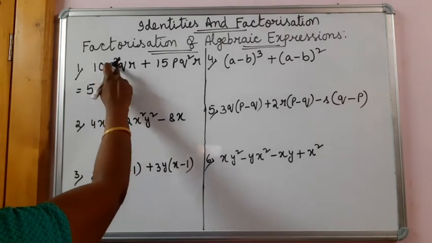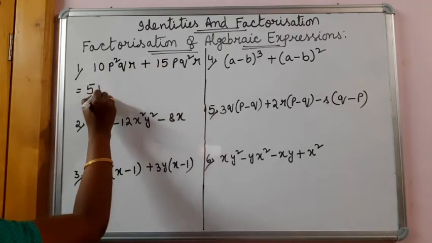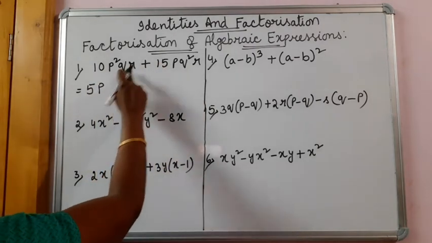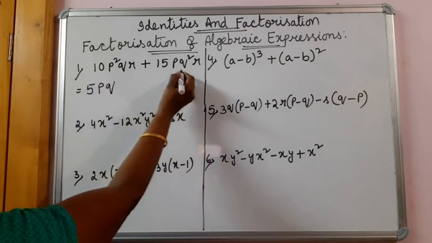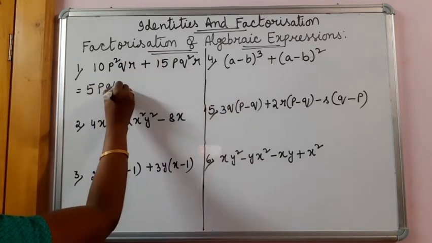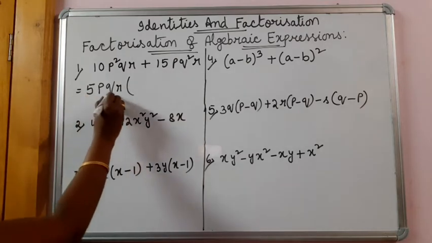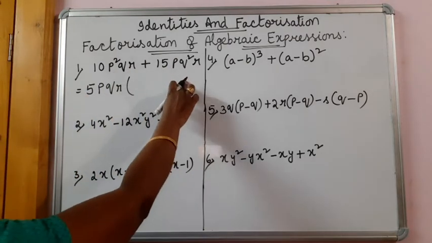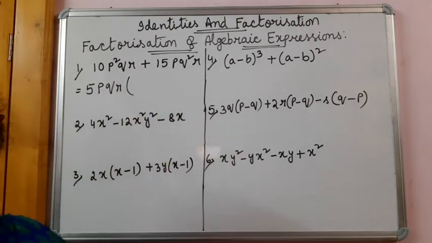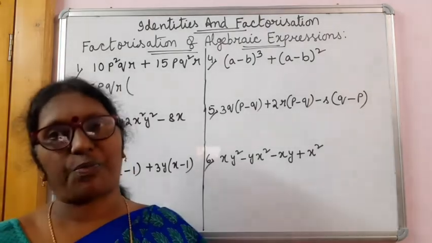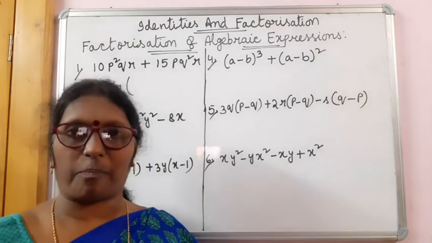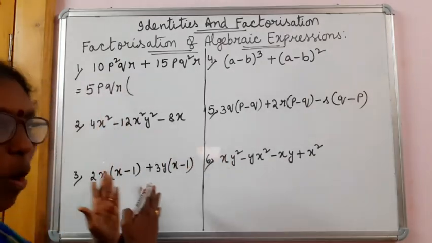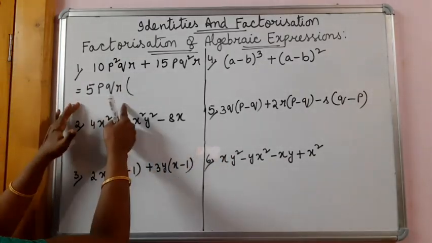And also p square is here, p is here. So p is the common factor. q here, q square is here. q is also common to both the terms. r is in both the terms. So 5pqr is common to both the terms, and this is also said to be the highest common factor of the given two terms of this expression. So you have to take the highest common factor as the common factor.